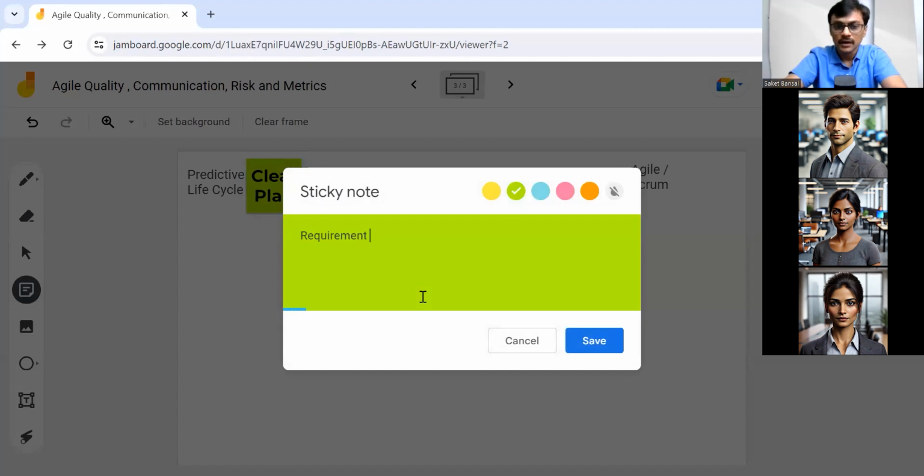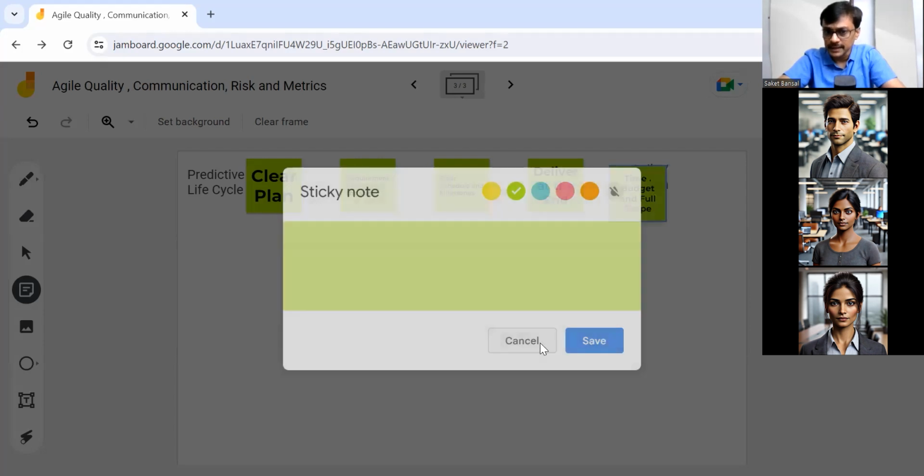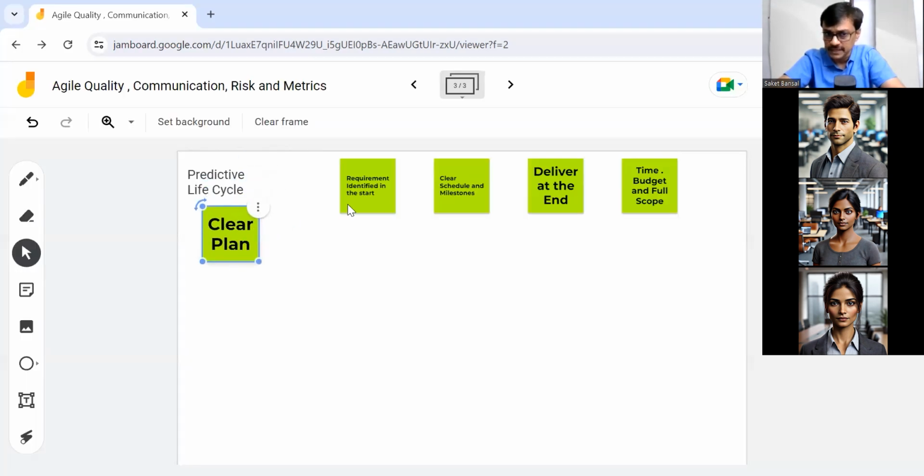Requirements identified at the start. You should have clarity about the requirements. You make a clear schedule and milestones. And usually you deliver at the end. And you make sure that you meet time, budget, and full scope. Those are the characteristics of your predictive life cycle.